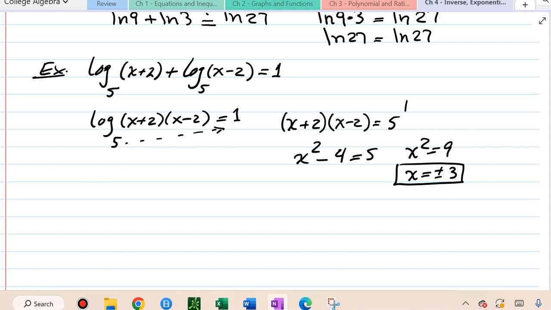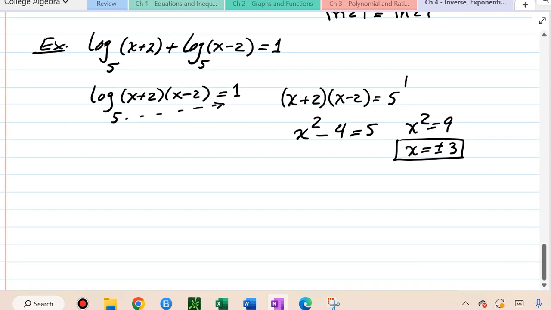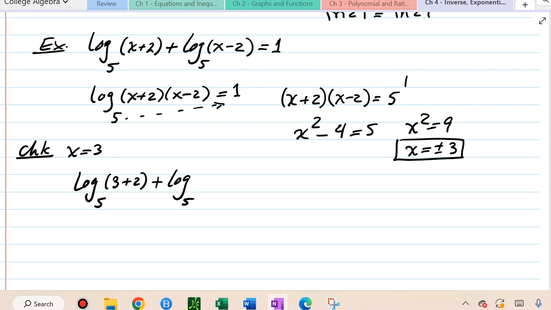At this point, I call this again, or these, potential solutions. But they're potential until we check them. So let's check now. Which one are we checking? Doesn't matter, we've got to check them both. When x is 3, the equation is log base 5 of 3 plus 2, plus, and remember, you always check in the original, not in the step 2, step 3 equation, log base 5 of 3 minus 2. Will that equal to 1? See, first log is log 5 base 5. Second one is log 1 base 5. Will that equal to 1?